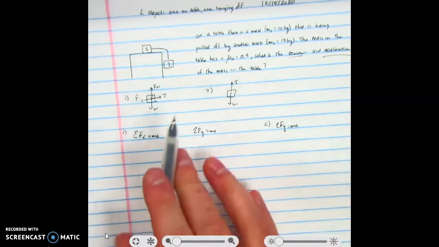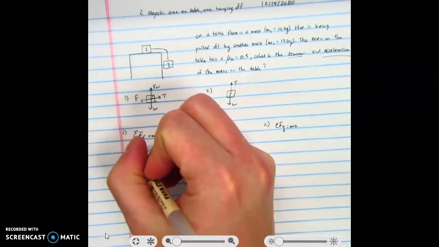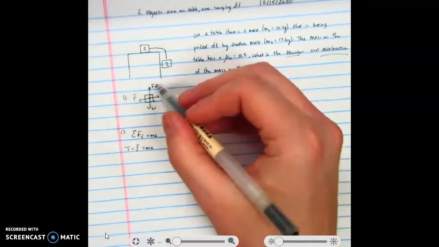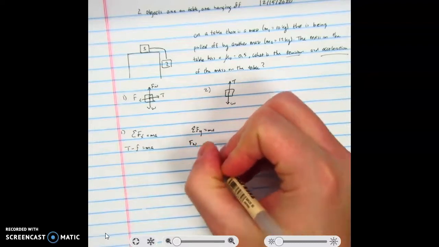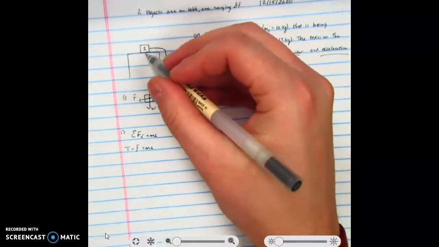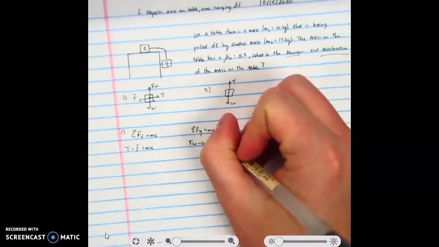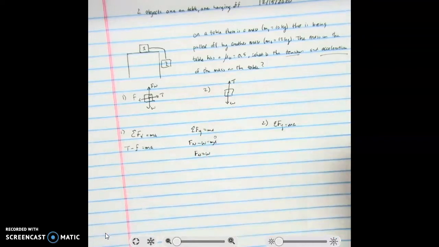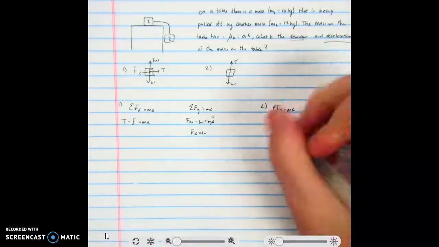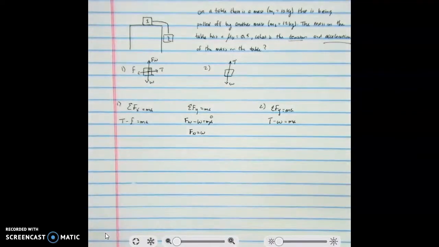So let's walk through this. For object 1, summation of forces in the x: positive tension, negative friction equals ma. In the y-axis: positive normal force, negative weight equals ma. Object 1's not being lifted up. It's pretty safe to assume it's just going to be dragged to the right, so that acceleration is going to be 0. So normal force is equal to weight for object 1. Object 2, all I got is tension and weight, so positive tension, negative weight equals ma. That's it.